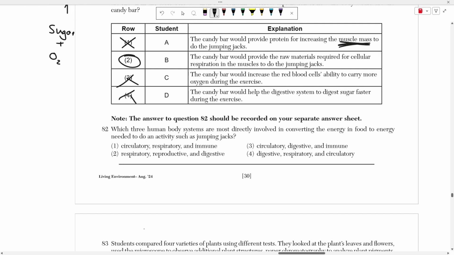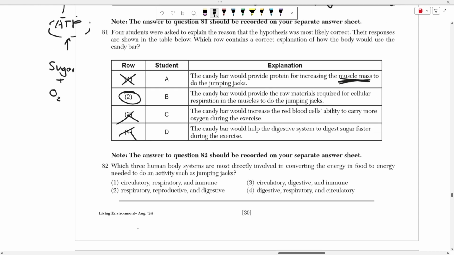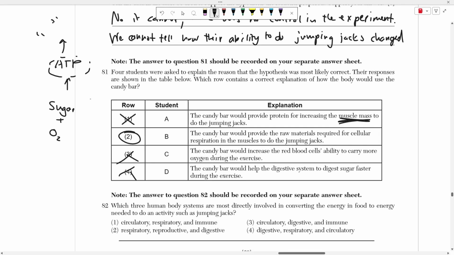So number 82 says, which 3 body systems are most directly involved in converting the energy in food to energy needed to do an activity such as jumping jacks? So we were just talking about how in order to do that, we need to undergo cellular respiration. And what is the one giveaway, or one body system, that cellular respiration needs? It's the respiratory system, right? Cellular respiration literally has respiration, a synonym of the respiratory system, inside of it, right?